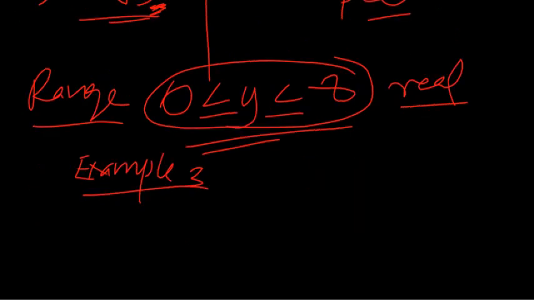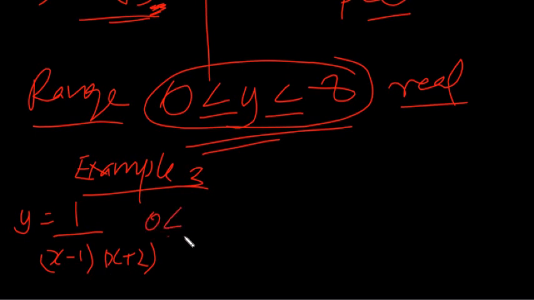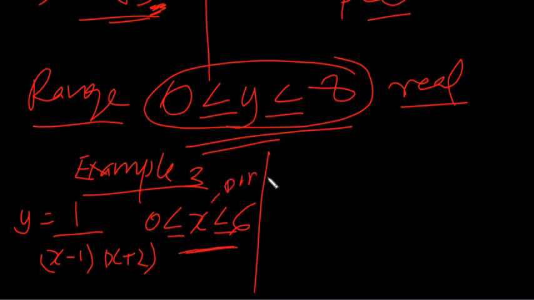Let us go on and look at example 3. For example, you are told to find the range of the following. You are given y is equal to 1 all over (x minus 1)(x plus 2). Then you are given a certain interval here, 0 is less than or equal to x, which is less or equal to 6. Basically, to be brief, this is my domain.